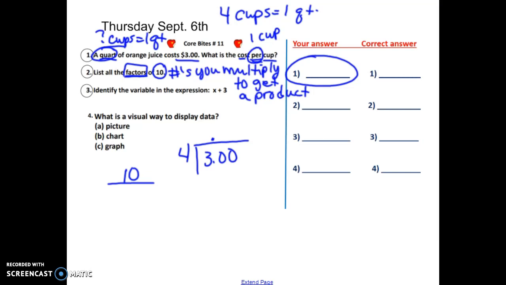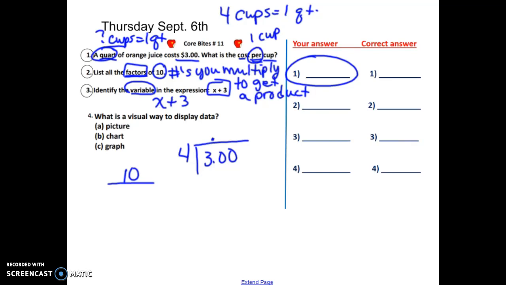Number 3 says to identify, that means to tell the variable in the expression x plus 3. So looking at your expression x plus 3, you're going to write down whether the variable is the x, the plus sign, or the 3. We talked about this last week when we did a Core Byte. So pause your video and answer number 3.